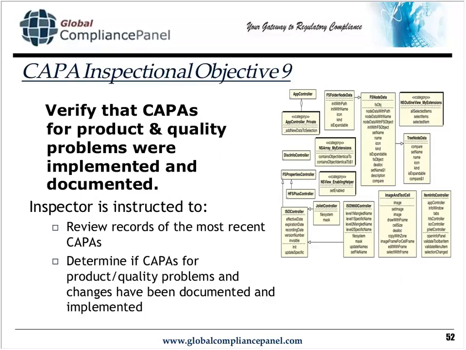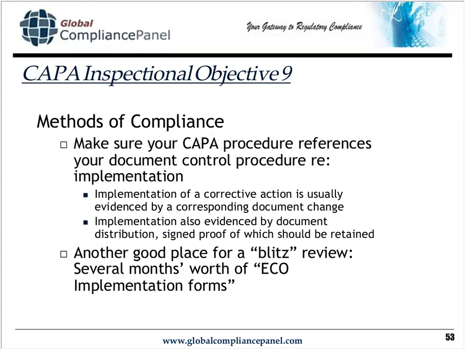Objective 9 is going to verify that the CAPAs were implemented and documented. So the inspector is going to continue to look at the most recent CAPAs and make sure that they were documented and implemented. So you want to make sure that your CAPA procedure references your document control procedure, because the overwhelming majority of the time, and by overwhelming majority I might mean every single instance, implementation of a corrective action is evidenced by a corresponding document change.